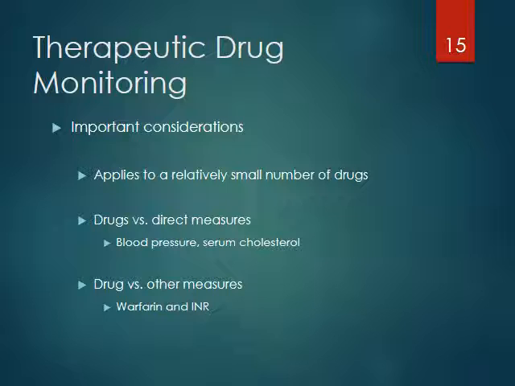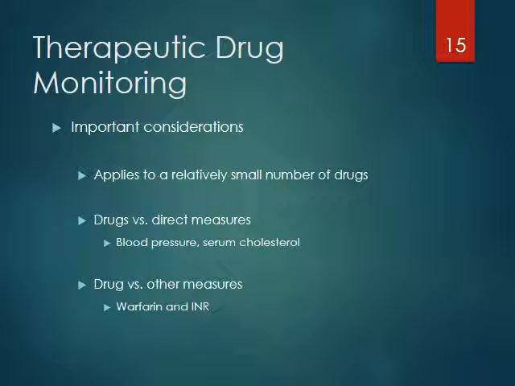Warfarin is a pretty common anticoagulant that's used for things like atrial fibrillation and prevention of stroke and other things like DVT, or deep venous thrombosis, prevention of pulmonary embolism, and things like that. But essentially, you don't measure blood levels of warfarin. What you can do, though, is look at the INR, or the International Normalized Ratio.